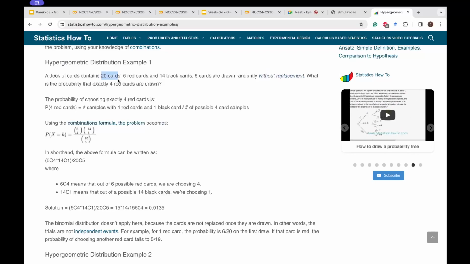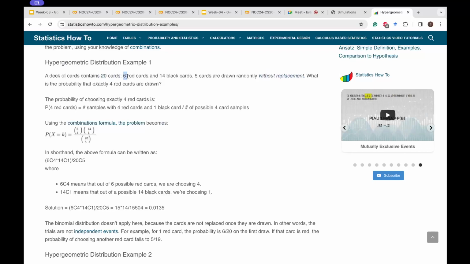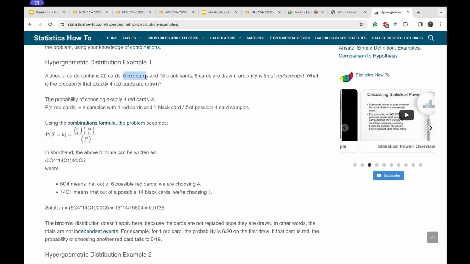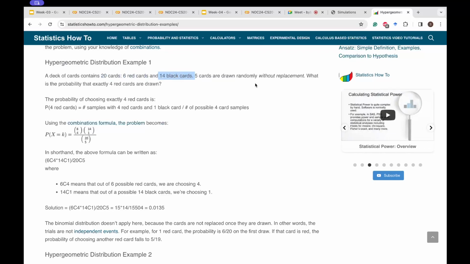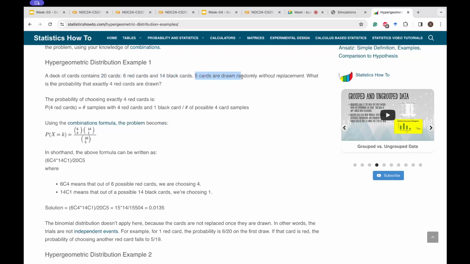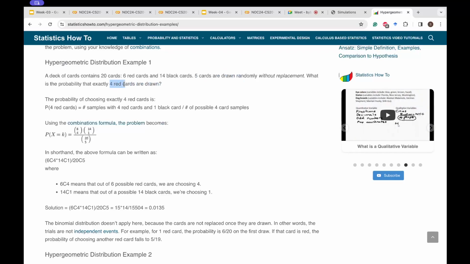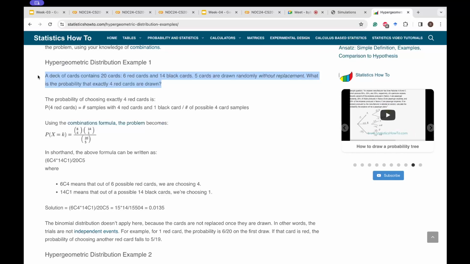So we have 20 cards, with 6 red cards and 14 black cards. In terms of doctors and engineers, we have 20 people, 6 are doctors, 14 are engineers. So 5 people are drawn randomly, or in this case 5 cards are drawn randomly. What is the probability that 4 red cards are drawn? So out of these 5, 4 are red and the other one is black. Is the problem clear now, Nikhil?